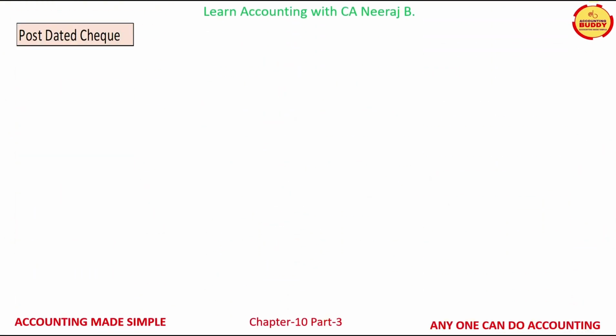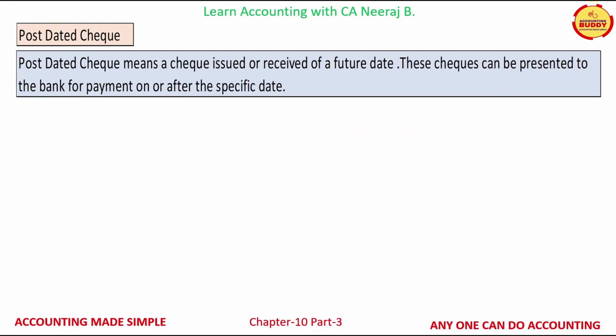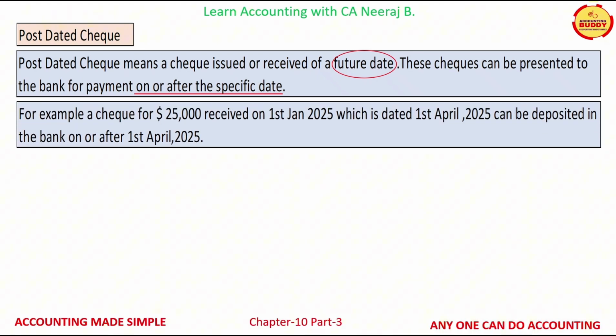Let us understand the recording process of a post-dated check. A post-dated check means a check issued or received of a future date. These checks can be presented to the bank for payment on or after the specific date. For example, a check for $25,000 received on 1st of January 25, which is dated 1st of April 25, is said to be a post-dated check and can be deposited in the bank on or after 1st of April 25.